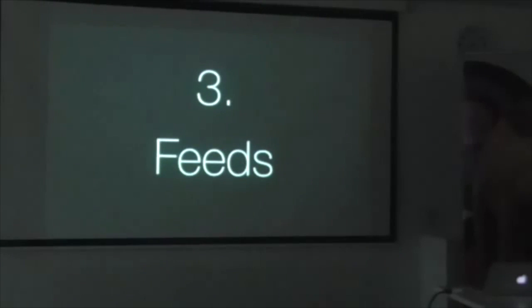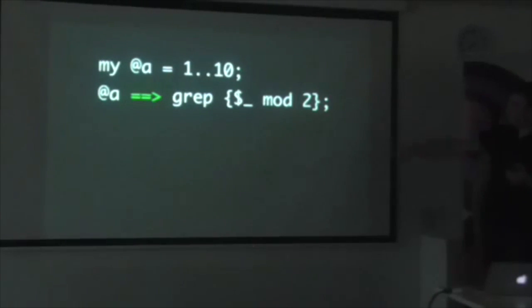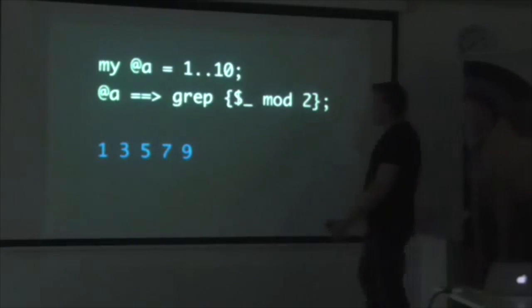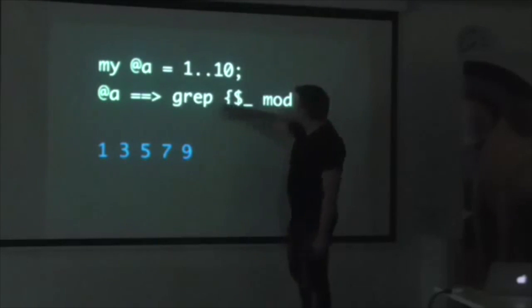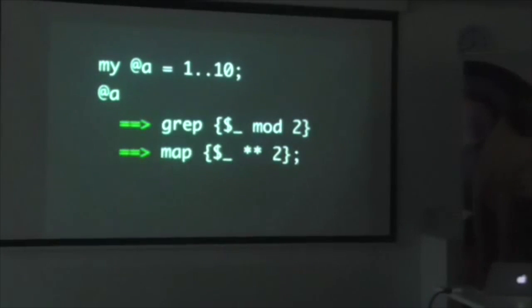And feeds. There's a feed operator. It looks like this: there's an array of 10 elements, and the green one is the feed operator. Basically it shows the direction in which data should go. The data from the A array goes to grep, and it selects whole numbers. It was possible to use a regular form of grep, grep something, comma, A. But in this case, it's much easier to organize sequences of these feeds, and you just read it as is. Array goes to grep, then the result goes to map, and here we are.